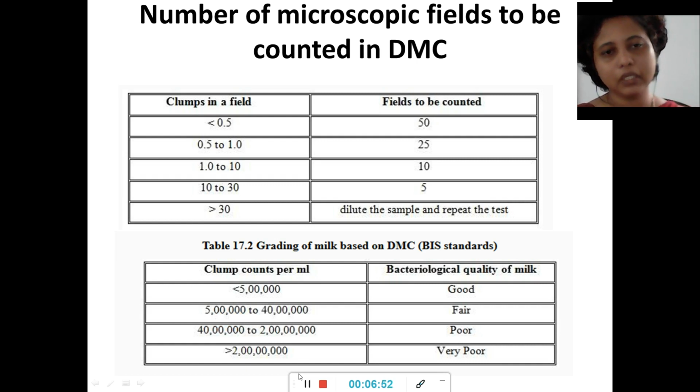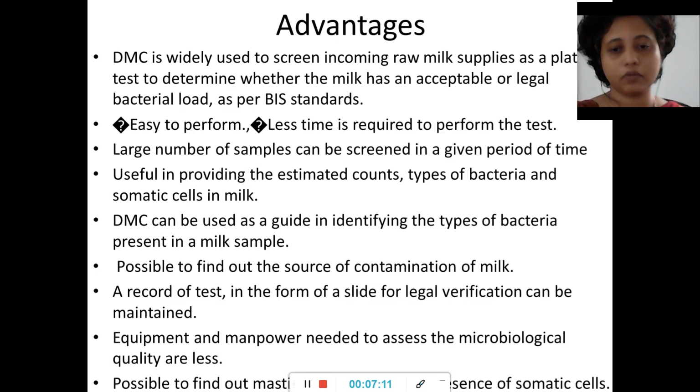So you take the milk and prepare a smear using a Newman stain, and you take a count and look at the number of clumps in it. Depending upon the clumps you grade the quality of the milk. That is a direct microbial count. Microscopic count, sorry, direct microscopic count.